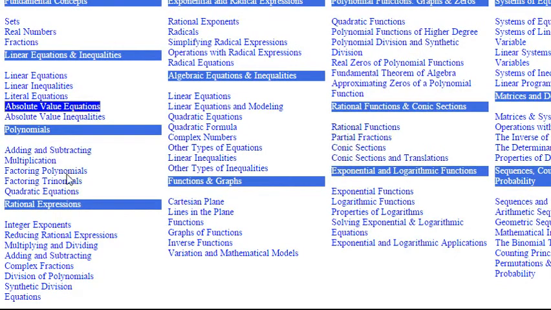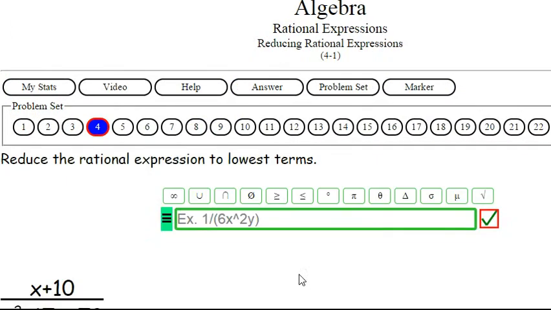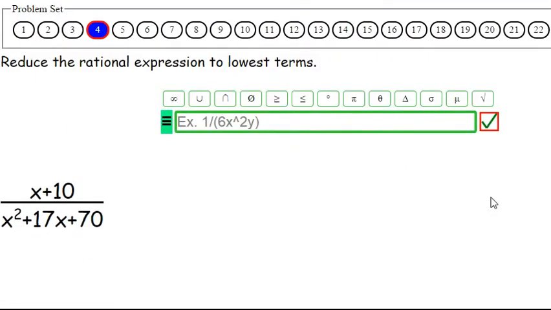So this is where we are, and this is where we're going. Reduce rational expressions. Looks like 4.1 might be our target.